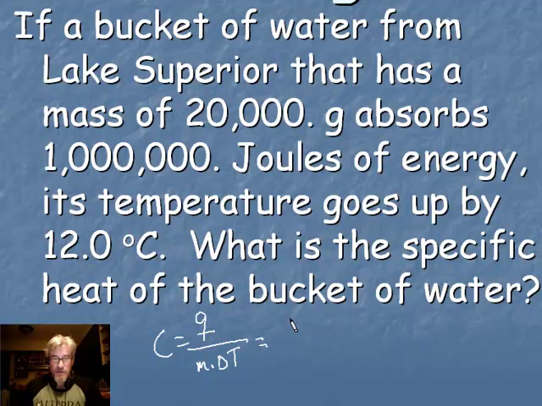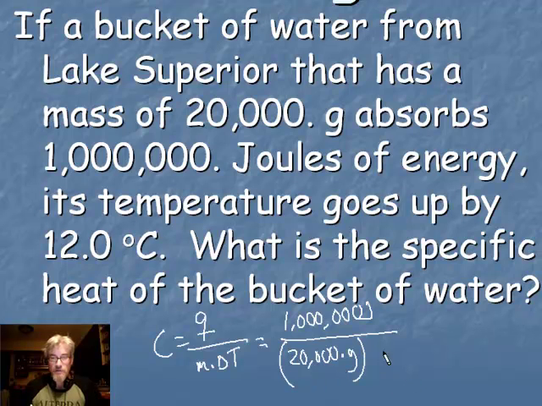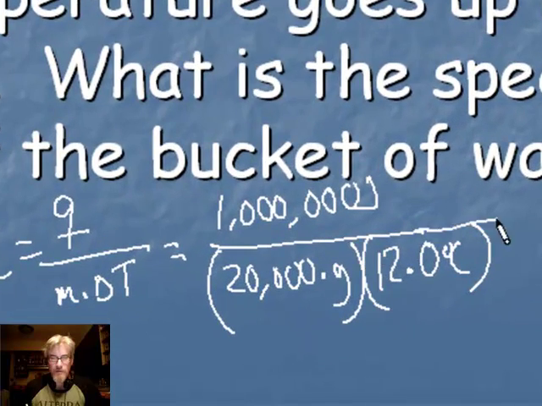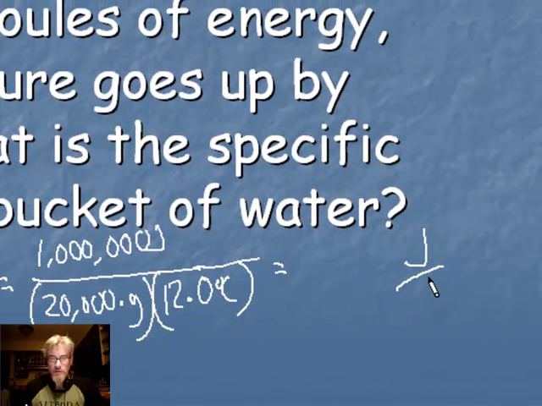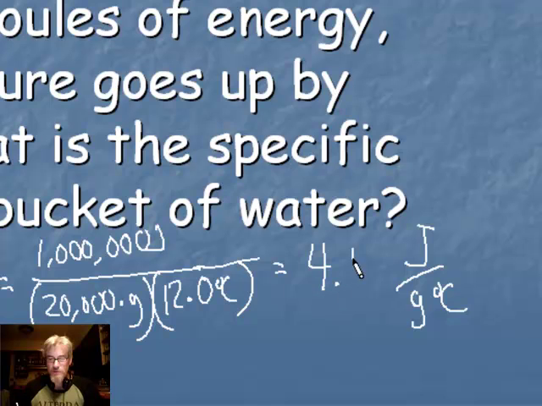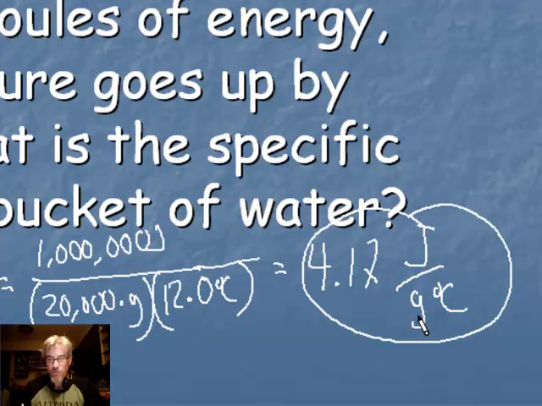So the heat here is 1,000,000 joules, just like it was in the last problems. The mass is 20,000 grams, and the temperature change is 12.0 degrees C. Now when we look at the units, nothing cancels out, so we have this three-part unit. It's joules per gram per degree C. When I do my arithmetic, here's what I come up with. 4.17. So for every gram of water in the bucket, to go up a degree C, I have to add 4.17 joules.